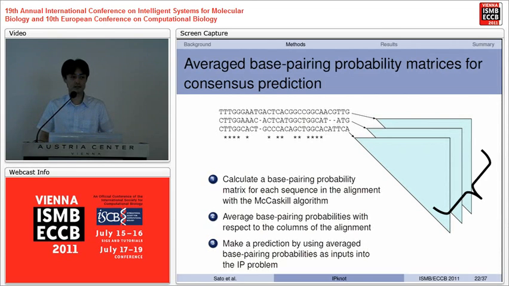In order to extend IPknot to common secondary structure prediction with pseudoknots for aligned sequences, we employed averaged base pairing probability matrices, which have been developed in our previous work. We can make a prediction for aligned sequences by using average base pairing probabilities as input into the IP problem I talked about before.